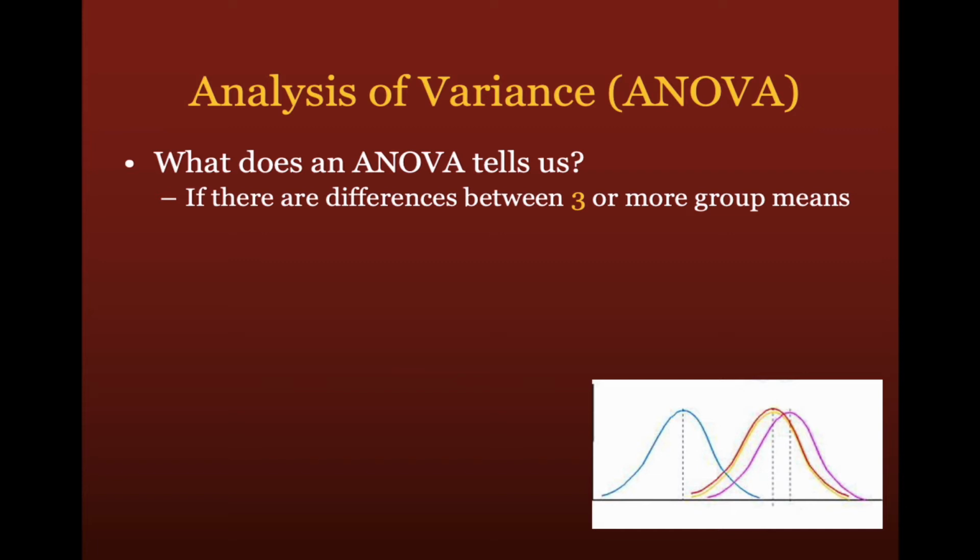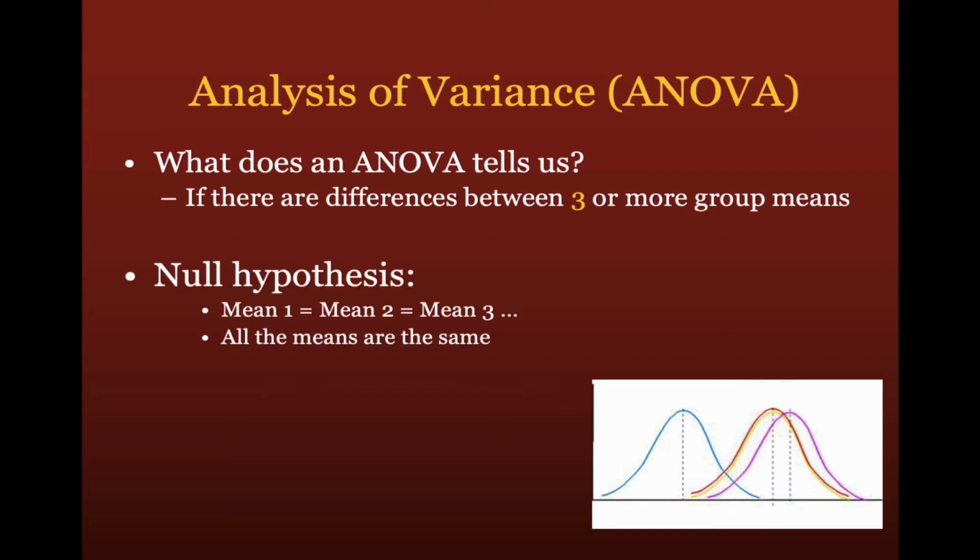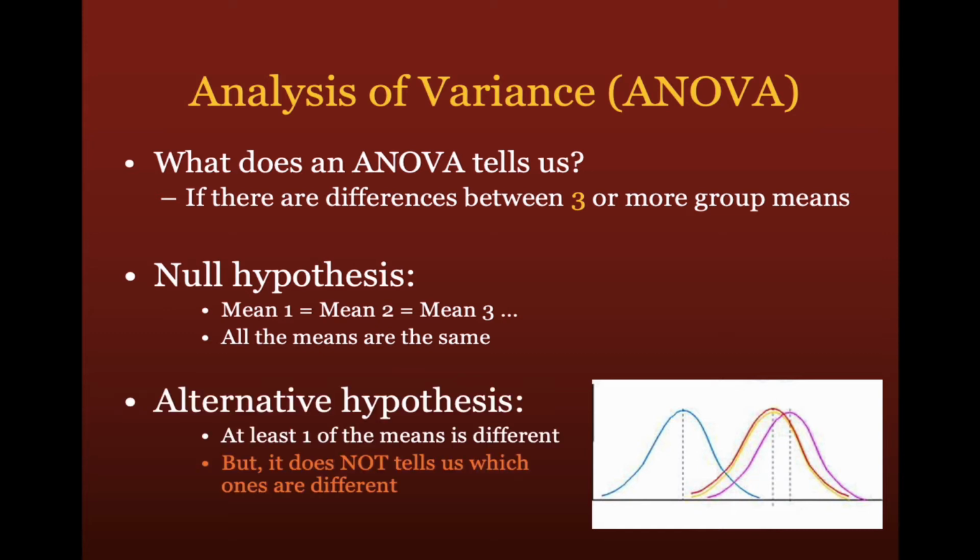So what does an ANOVA tell us? It's trying to tell us if at least one of your groups differs from the others. So however many groups you have in your analysis, it's trying to determine if at least one of them is different from the others. The null hypothesis for the ANOVA is that the means for all of your groups are exactly the same. So if you have three groups, the mean for group 1 is the same as the mean for group 2, which is the same as the mean for group 3. The alternative hypothesis is that at least one of those means is different than the others.